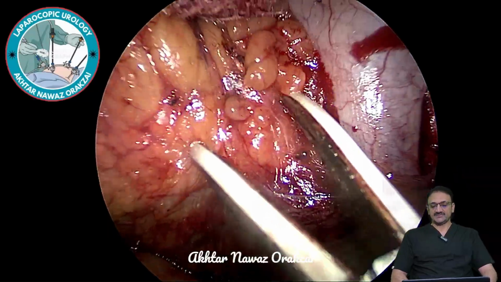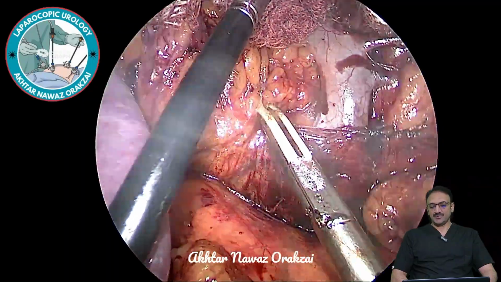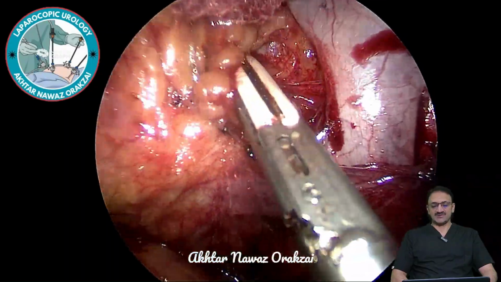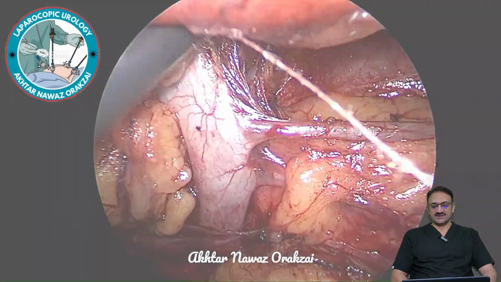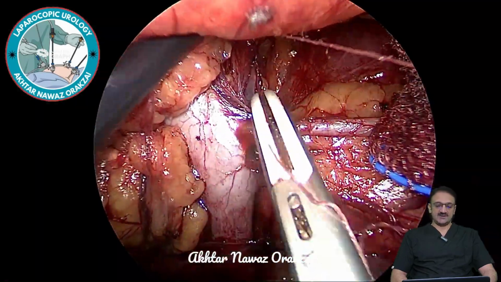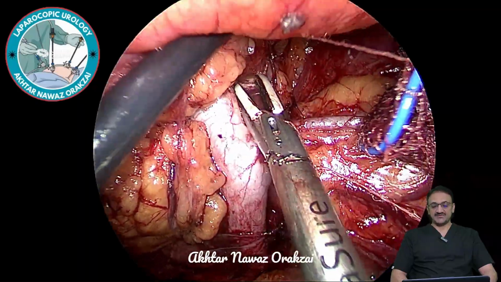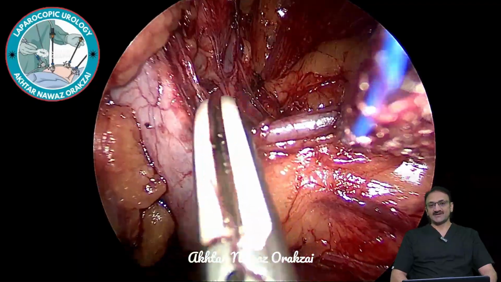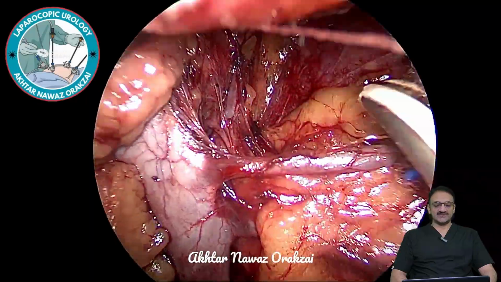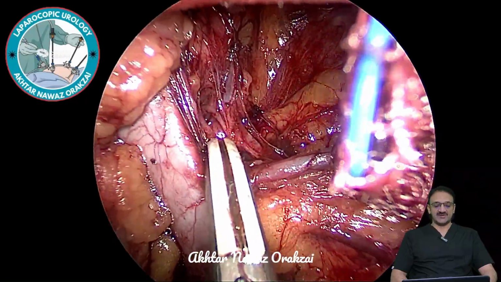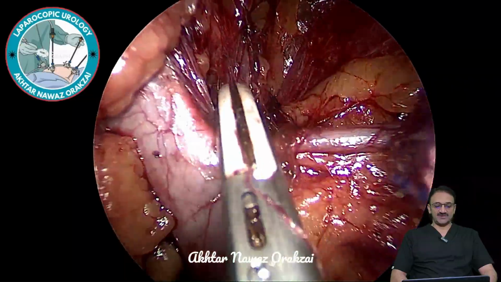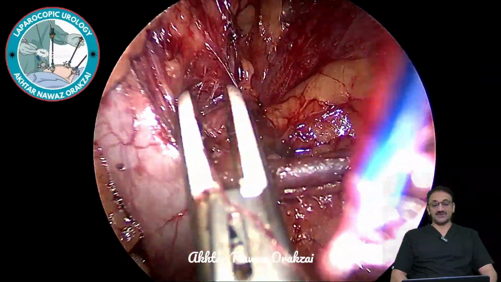Today again we are here with another video of left non-functioning kidney and nephrectomy we are performing here, and I have mobilized the colon, identified the ureter, and mobilized the lower pole, and now I'm looking for the artery. You can see the vein, and you can see that there are two gonadal veins which are draining into the renal vein. So I'm trying to look for the artery.